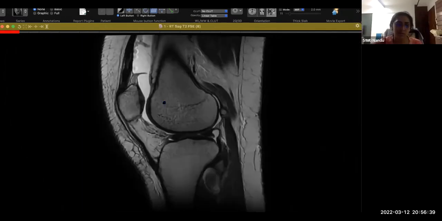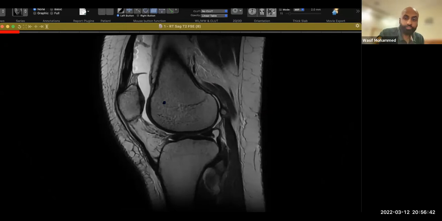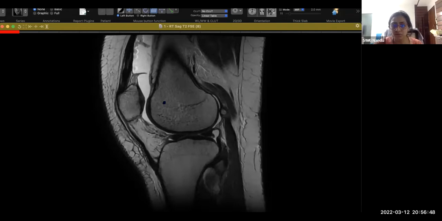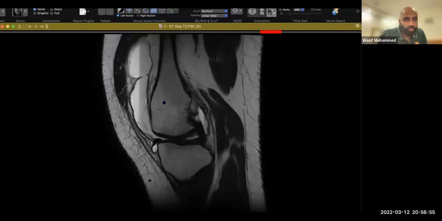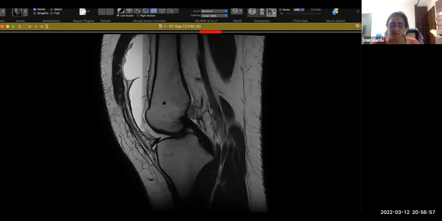So can you look at these images first? Yeah. I'm looking at the sagittal T2 weighted images. Okay, this is a single. This is not a single. This is a single. So you need to click actually. Yeah, I just read that.